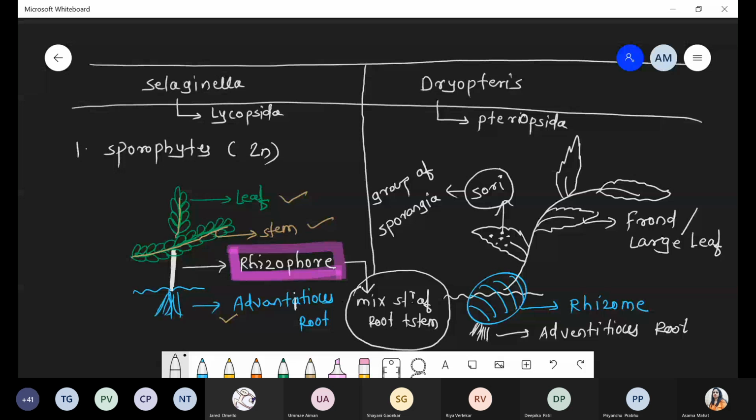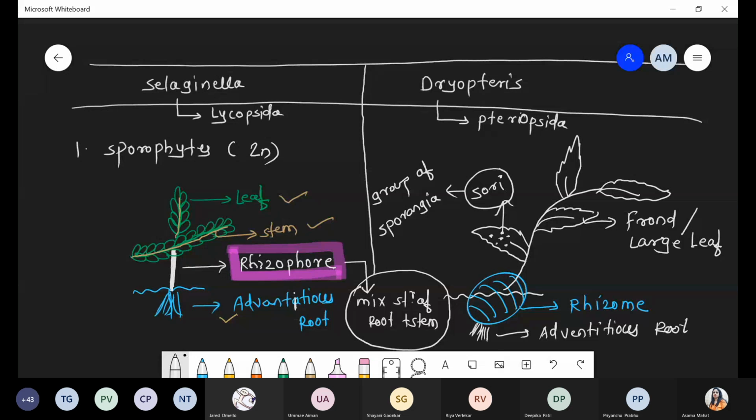And what is the meaning of the rhizophore? The rhizophore is a new type of organ, which is a combination of root as well as stem. Root plus stem. It is a mixed structure of root plus stem. Clear point? Yes, this point is clear, everyone. What is the meaning of rhizophore? One question, 100% coming from the rhizophore. A new type of organ, present only and only in Selaginella, and it is a mixed structure of root plus stem. Done?